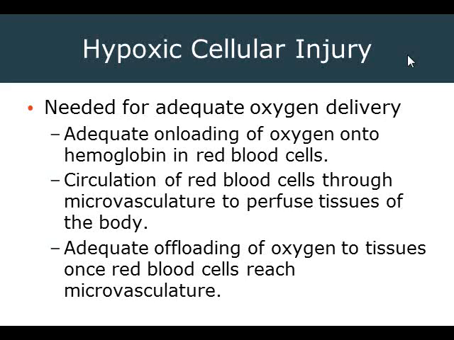And then we have to go to the adequate offloading of oxygen to the tissues once the red blood cells reach the microvasculature. So then, if we have edema around those vessels, the oxygen can't easily get off in exchange because there's fluid in that area. There are very minuscule osmotic pressures all over the body, and if the pressures are too high compared to that of the cardiovascular system, they may not be able to easily offload.